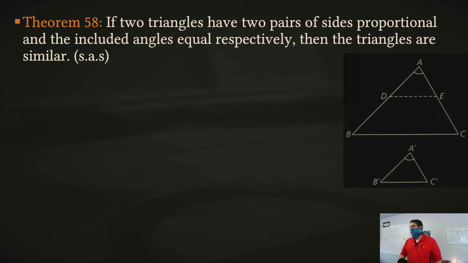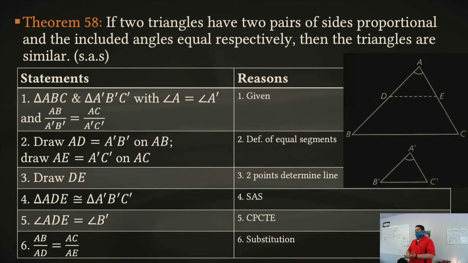All right, so let's go ahead and discuss the proof on this one. Triangle ABC and triangle A prime B prime C prime with angle A equal to angle A prime and the two sides proportional. This proof is not in your textbook, but I'm not super worried about it. So we are going to draw AD equal to A prime B prime on AB. And we'll draw AE. Basically, we're cutting off the equal segments on AC. Okay, so just using our compass and cutting off equal segments.